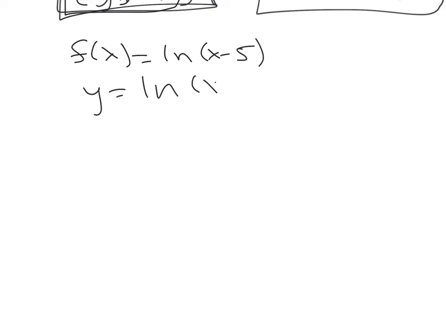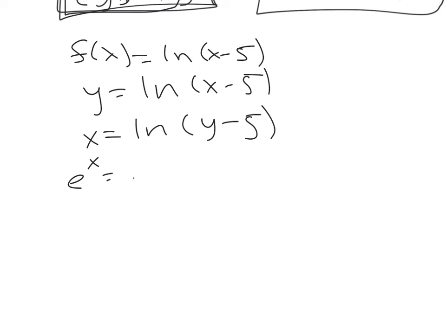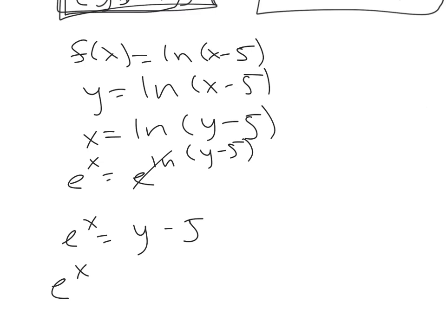Now, let's do a natural log, another one of those. So, doing a natural log, I've got f of x is equal to the ln of x minus 5. So, I've got y is equal to that. Now flip x and y. Now raise it with the power of e. And so we have e to the x, and we have e to the ln of y minus 5. So that's going to give me e to the x is equal to y minus 5. Add 5 to the other side, so you have e to the x plus 5 is equal to y.